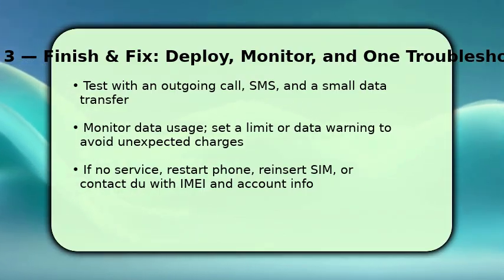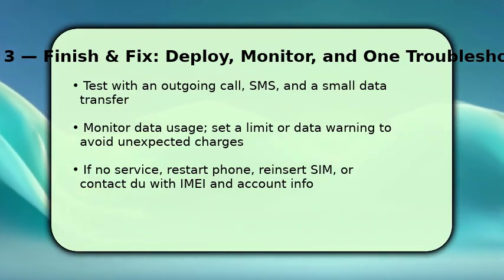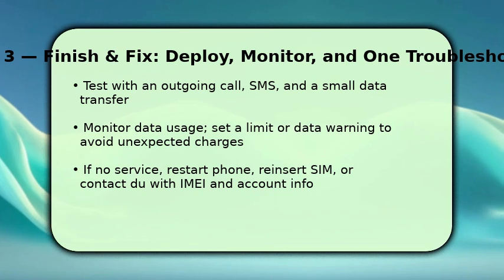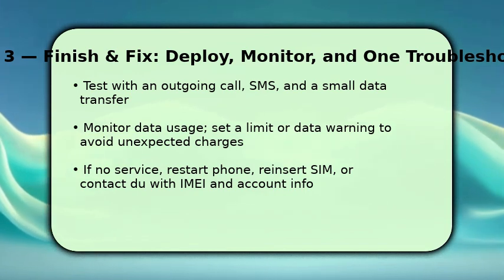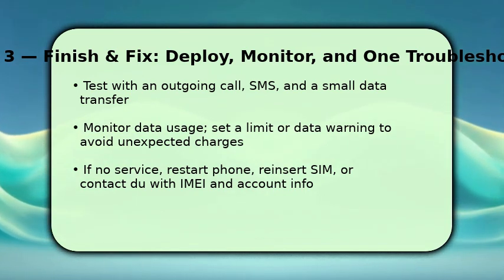manual network selection again. If problems persist, contact Do support and provide your IMEI, roaming error details, and account number so they can trace the registration and resolve authentication issues.